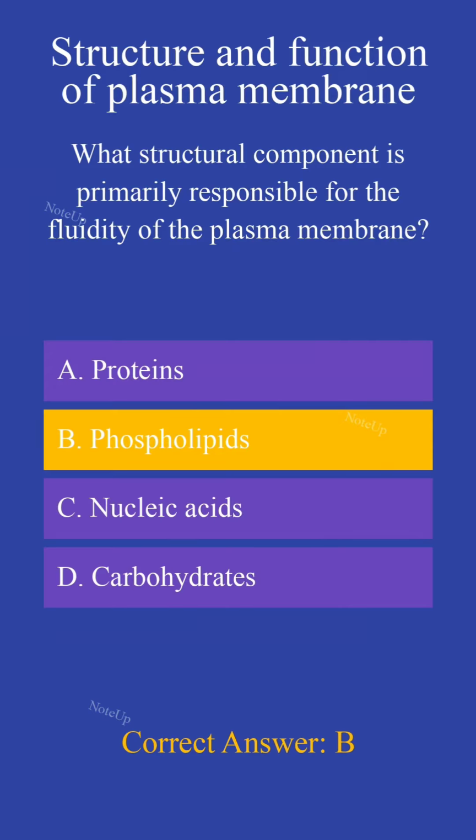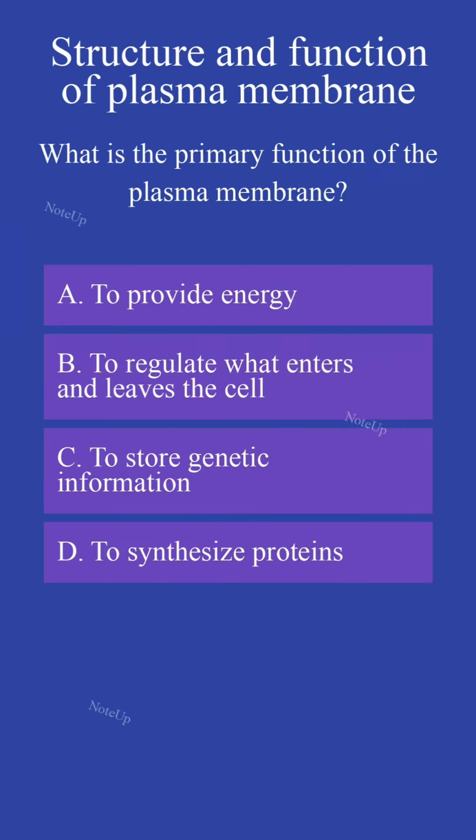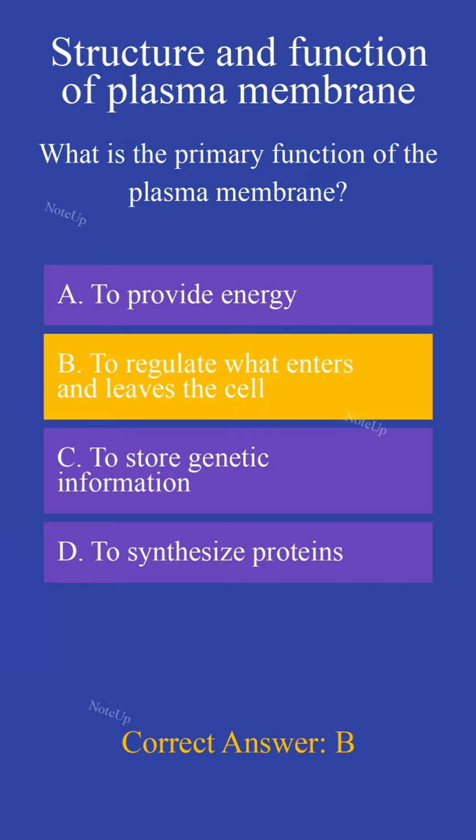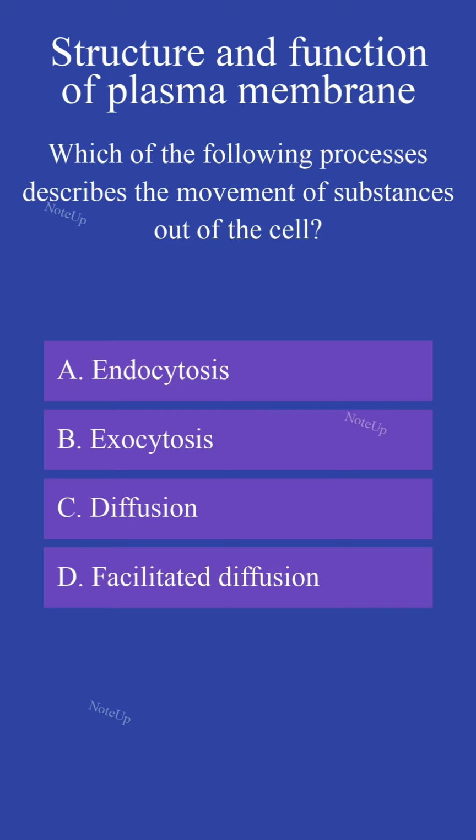Phospholipids. What is the primary function of the plasma membrane? To regulate what enters and leaves the cell. Which of the following processes describes the movement of substances out of the cell?